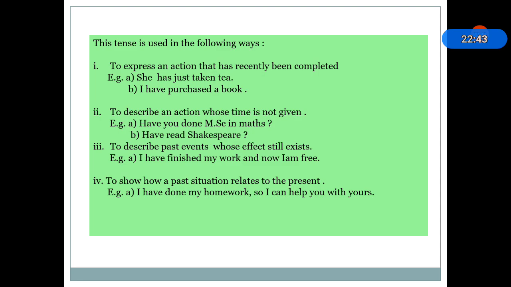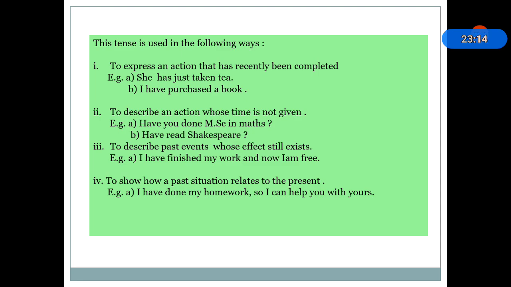This tense is used in the following ways. First, it is used to express an action that has recently been completed. Example, she has just taken tea. I have purchased a book. Next, it is used to describe an action whose time is not given. Example, have you done MSc in maths?